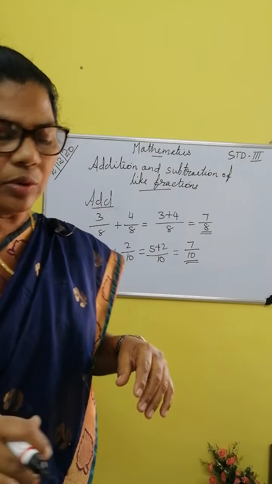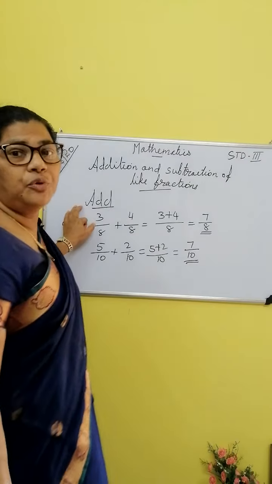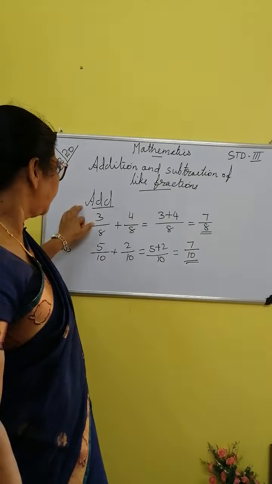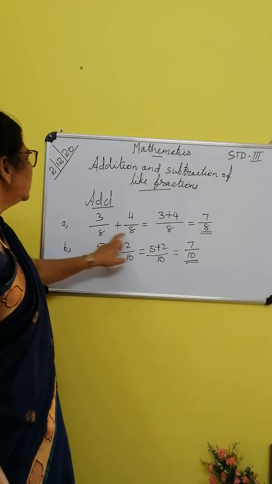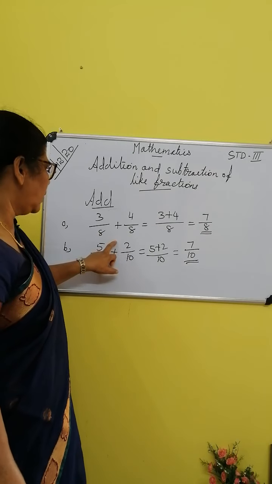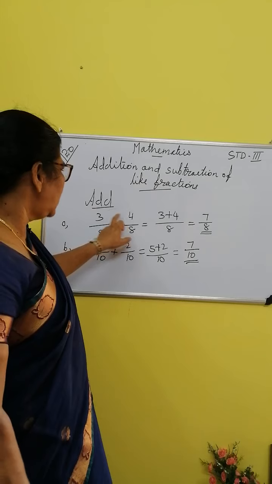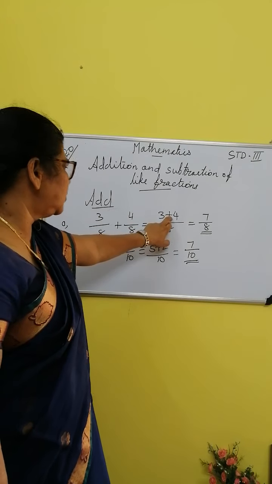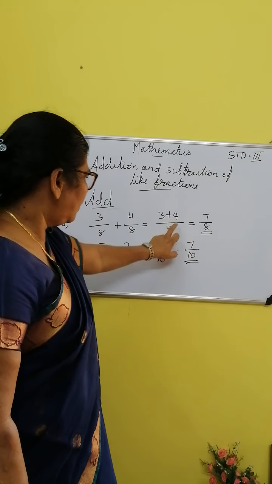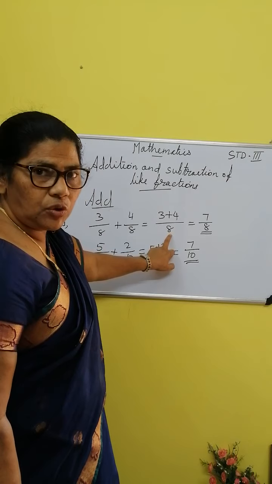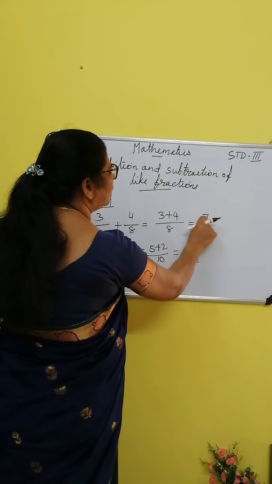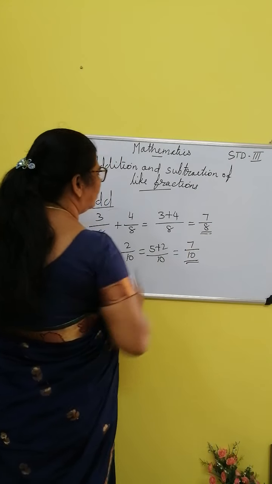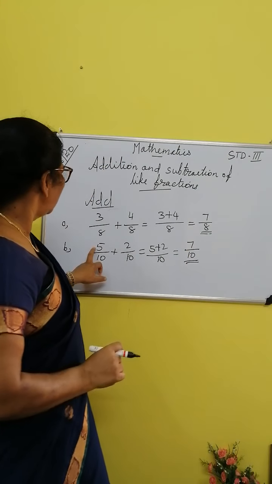Okay. Now let us start with how to add fractions. 3 by 8 plus 4 by 8. See, like fractions, the same denominators. So you add only the numerators. 3 plus 4, write like this. Then by 8, you write the 8 in the middle. Equal, add these two numbers. 3 plus 4 equals 7 by 8. Okay, understood?